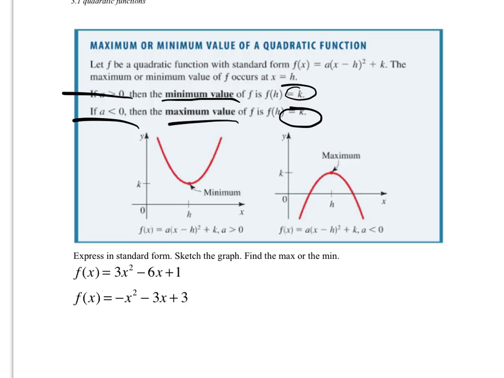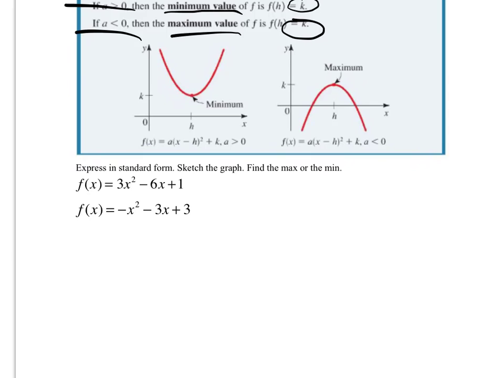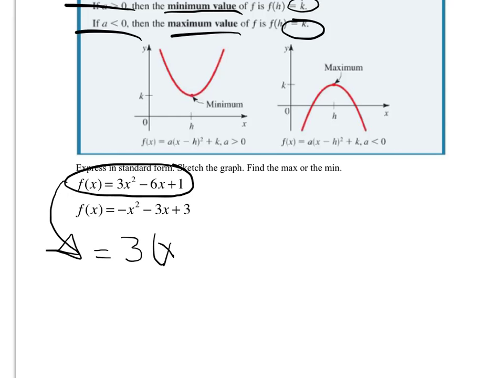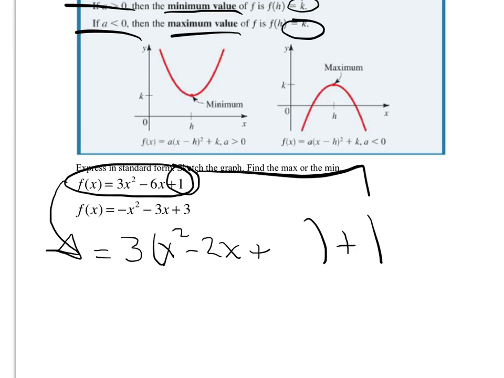So if we look at this first one here, f of x equals 3x squared minus 6x plus 1, we want to complete the square. The first step is to factor out that 3. So we get 3 times x squared minus 2x. And again, we're going to leave a space, and we're going to keep that other constant, that 1, right here. We're going to keep that completely out of the picture and not deal with it at all.